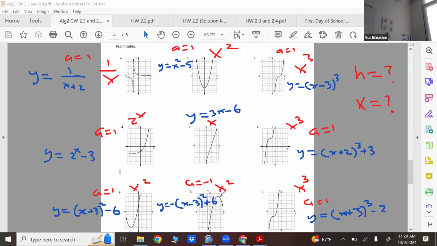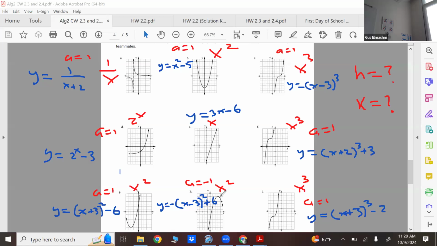Keep the cubics. Let's talk about that. So you're going 3 right. You have to do it on the other side. Should be X minus 3. Here, same, going 2 left and 3 up. X plus 2 cubed, and plus 3.